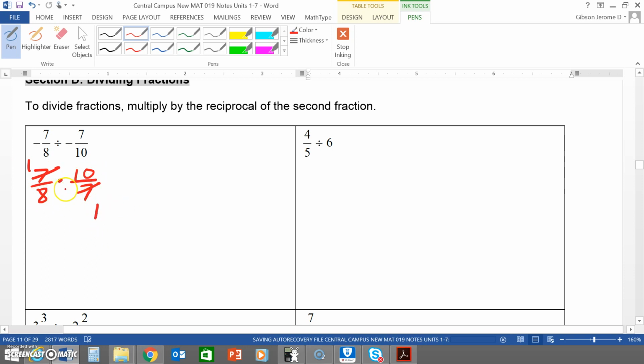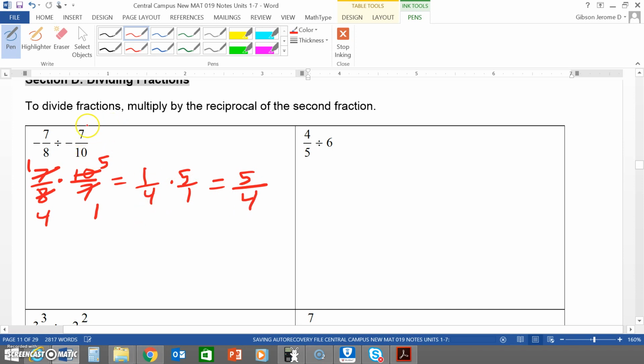8 and 10 both have 2 in common. 2 goes into 8 4 times. 2 goes into 10 5 times. So our new fractions would be 1/4 times 5 over 1. 1 times 5 is 5. 4 times 1 is 4.